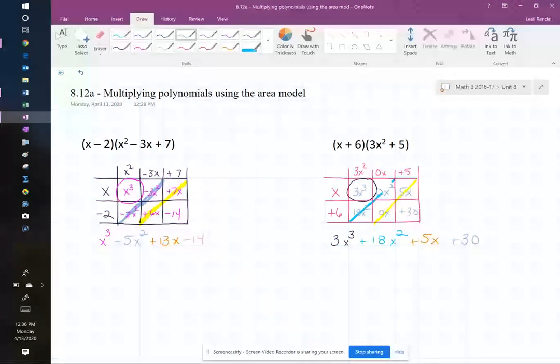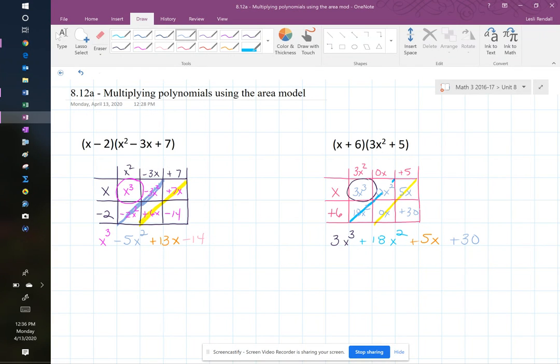So in our next video, we're actually going to go backwards. We're going to give you the answer, and we're going to try to come up with what's up here. So we're going to use the division. We're going to use our area model backwards to learn about division.